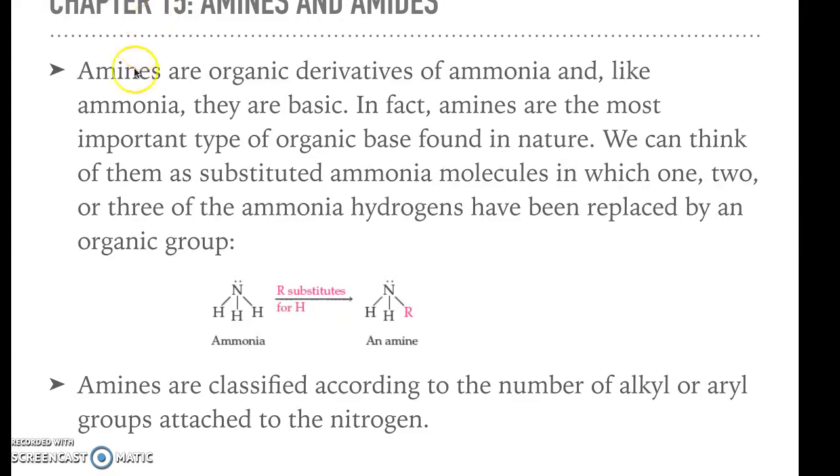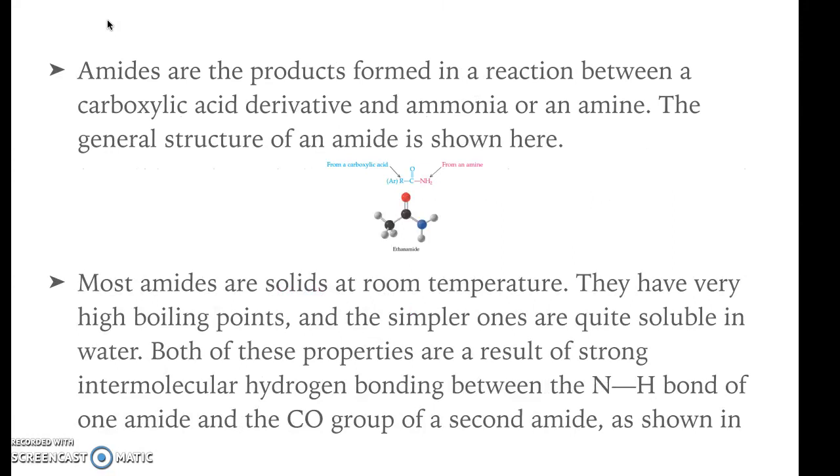And then we can refer to the illustration here in the center, the ammonia and amine, where the R substituent takes the place of the hydrogen. Amines are classified according to the number of alkyl or aryl groups attached to the nitrogen. Amides are the products formed in a reaction between a carboxylic acid derivative and ammonia and/or an amine. The general structure of an amine is shown here. Of an amide is shown here.